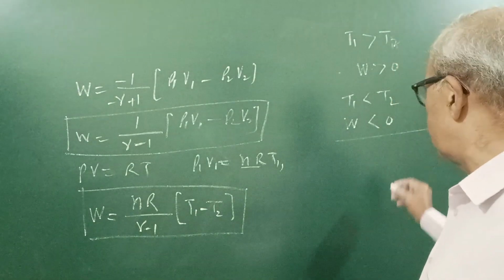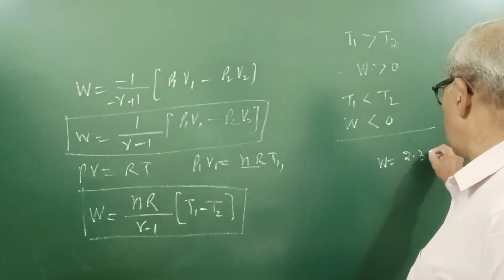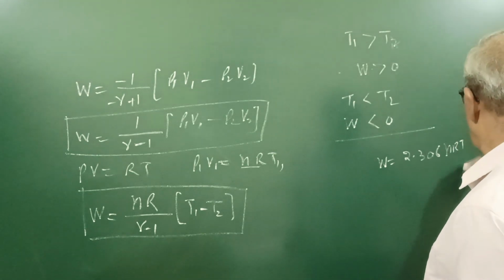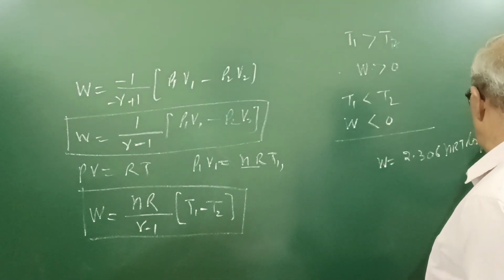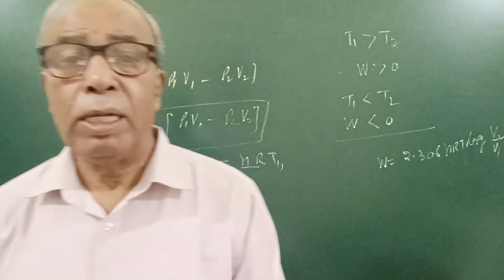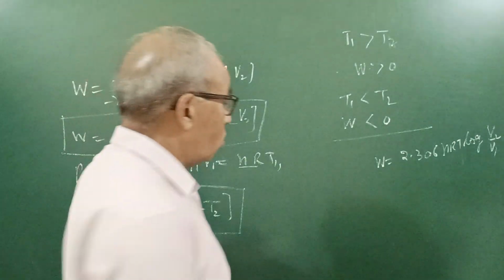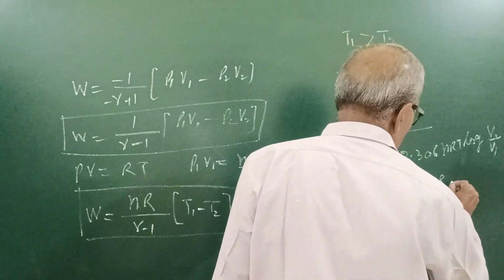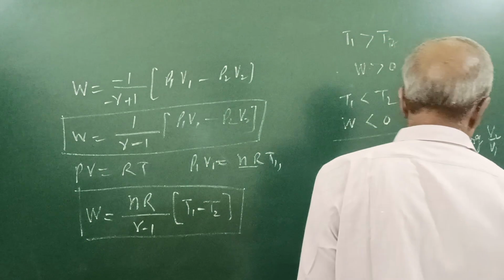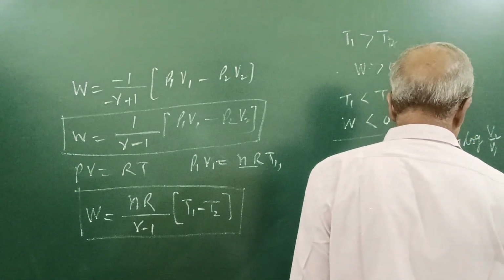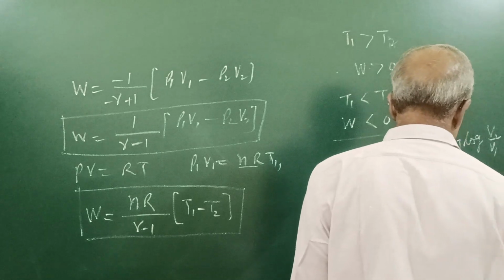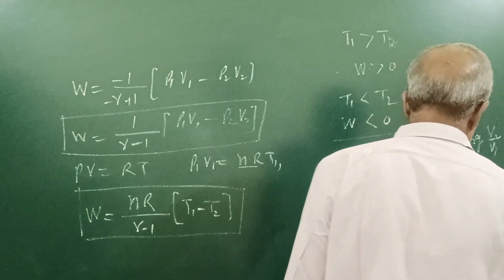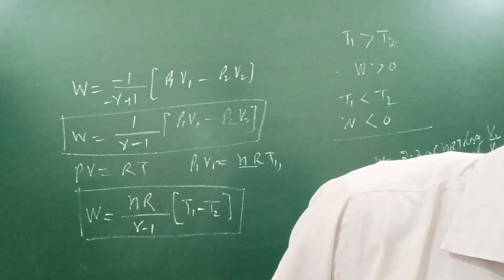In case of isothermal, I told you W equal to 2.303 nRT log V2 upon V1, and also W equal to 2.303 nRT log P1 upon P2. So we have to keep all these things in mind.